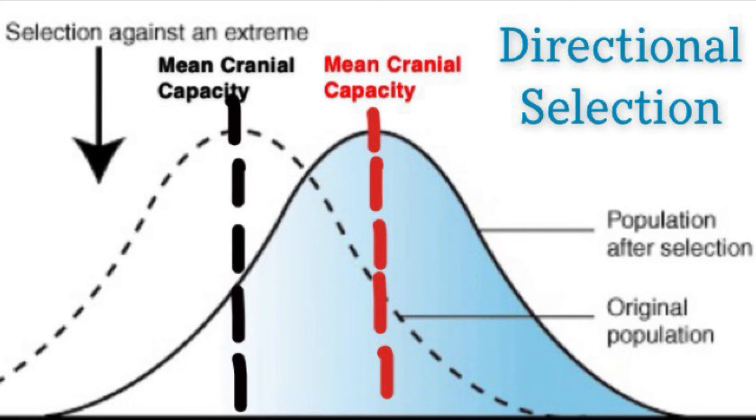Because we can identify that directional selection has occurred, we know that conditions in the past favored the extreme phenotype of having a larger cranial capacity in early humans. So how would this adaptation have been advantageous and aided humans in survival and reproduction?